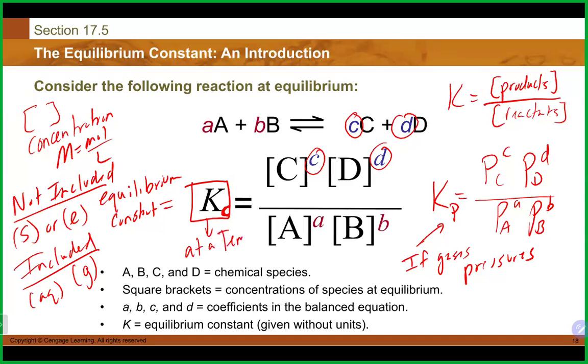Now, the equilibrium constant is a constant value at a constant temperature. So the only thing that could affect the value of the equilibrium constant is temperature. If you change the temperature, you will have a different equilibrium constant for that particular reaction. If you do not change the temperature, you will have the same value of K for that reaction no matter what you do.